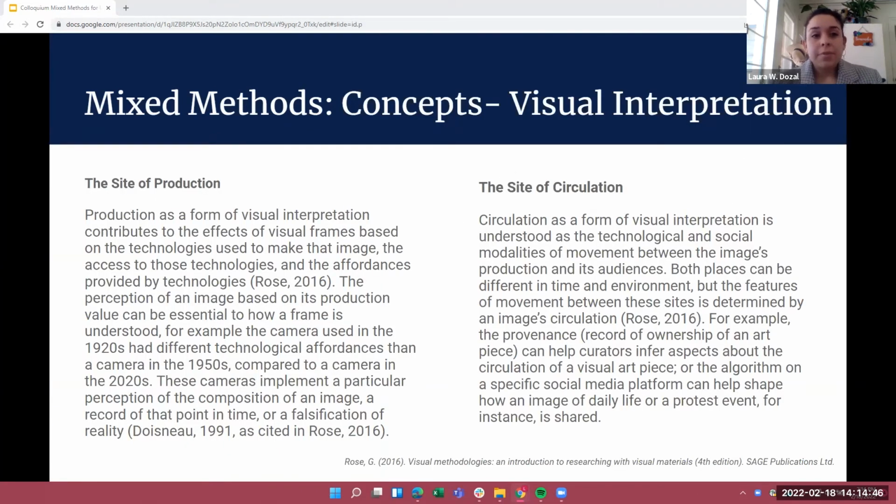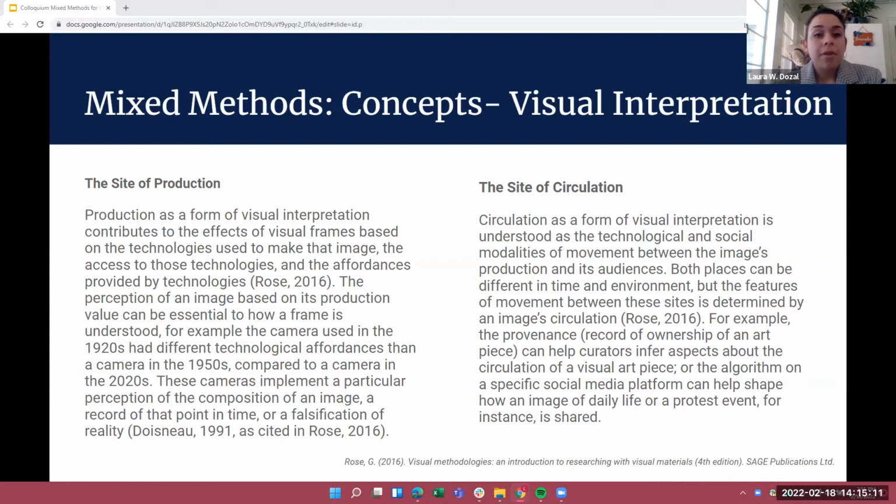So to get deeper into these concepts, the site of production is a form of visual interpretation that contributes to the effects of visual frames based on the technologies used to make the image, the access to those technologies, and the affordances provided by those technologies. So the perception of an image based on its production value can be essential to how a frame is understood.